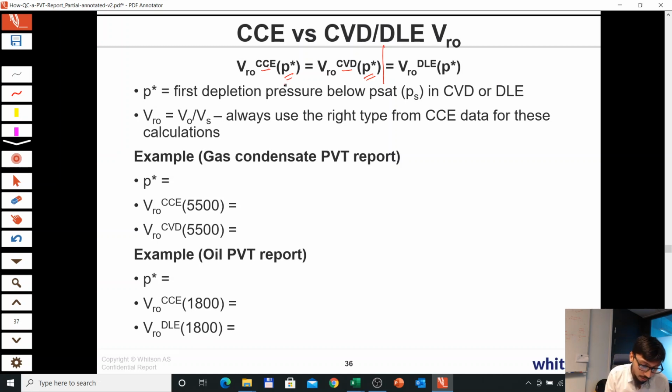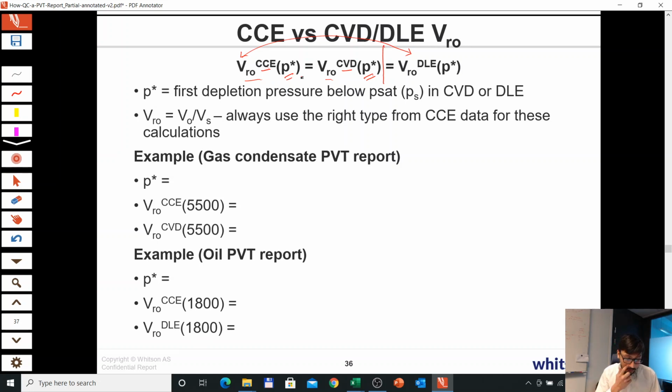So that's the idea. If you have a CCE and CVD, these two numbers should be the same. If you have CCE and DLE only, then this one has to be the same as this one. They both have to be the same. And if you have all three experiments, that's the best thing you can ever have, and the VRO should be the same across all three experiments.